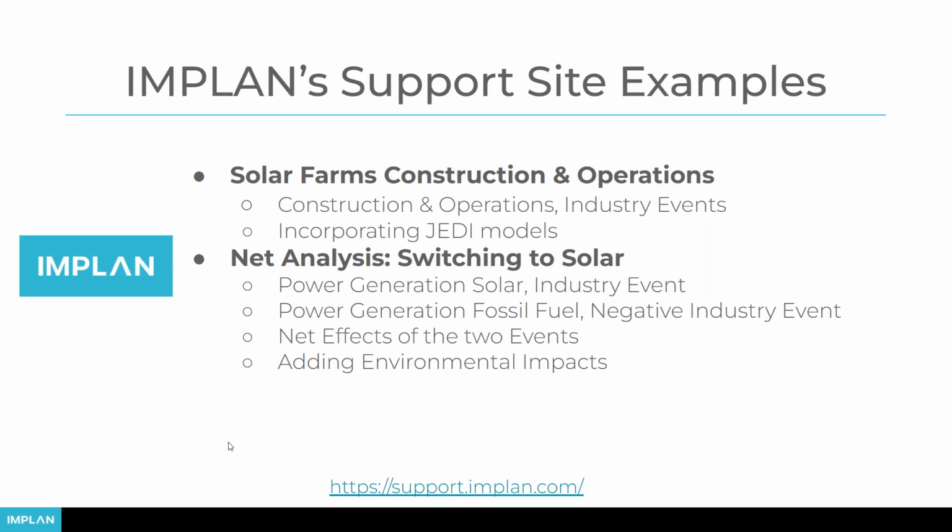This is a net analysis, switching to solar. So in this example, we were looking at power generation, switching from a fossil fuel to a solar industry. So we set up two events in this project. We had an industry event, a positive industry event in the one, and a negative industry event in the other to look at the net effects of those two. We also added in the environmental effects to show how switching over to different sources can improve the environmental impacts in your region.